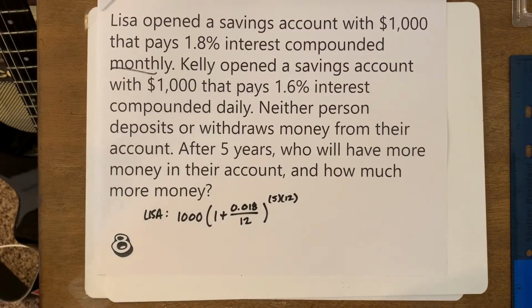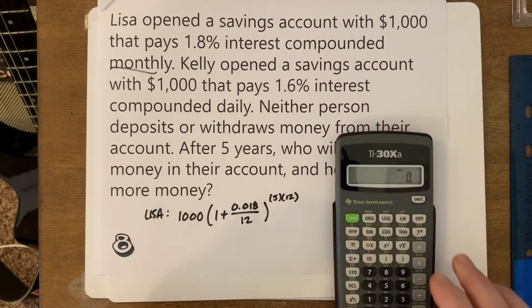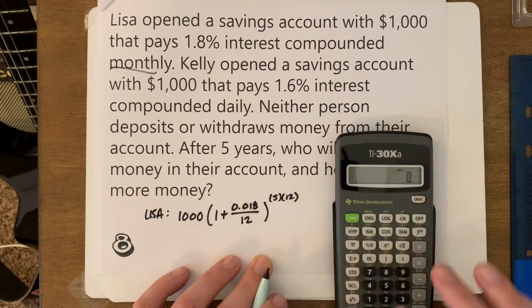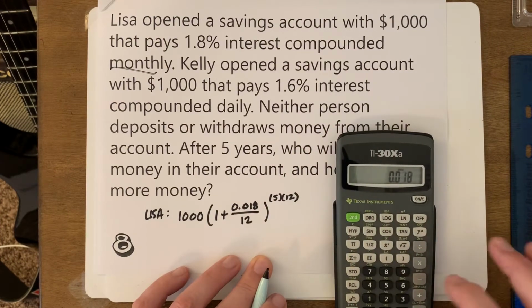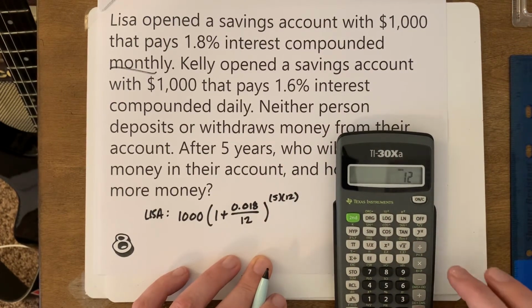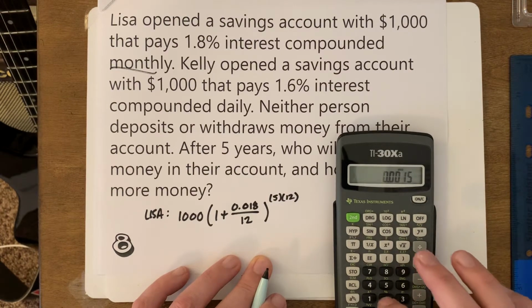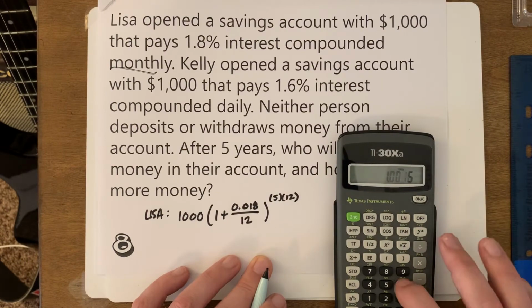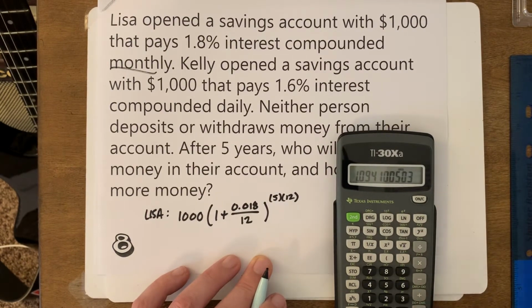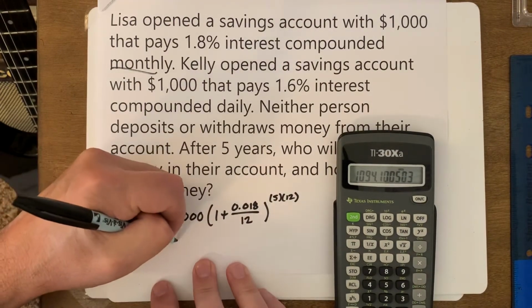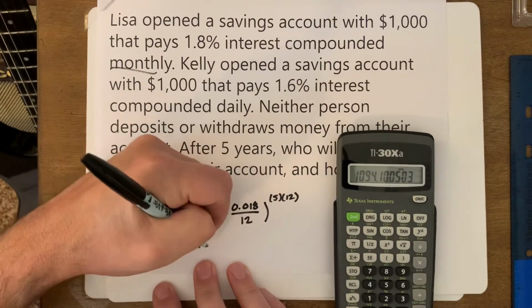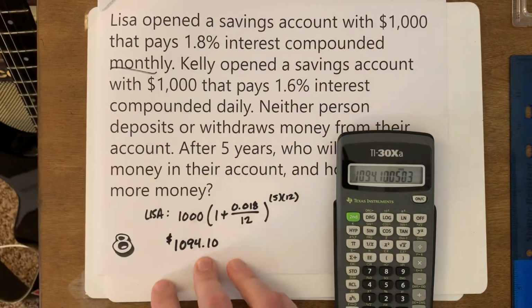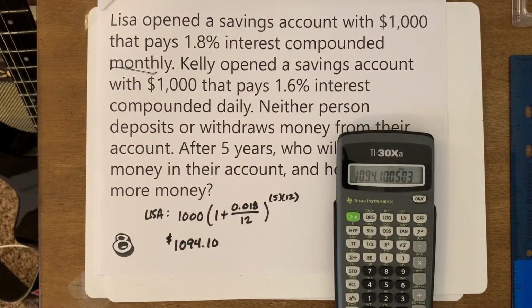Okay, so let's calculate her. Let's take our calculator, and we're going to start with 0.018 divided by 12 equals, plus 1 equals, we're going to raise that to the 12 times 5 is 60 equals, and then times 1,000. And we get 1094.10. So Lisa's going to have $1,094.10.